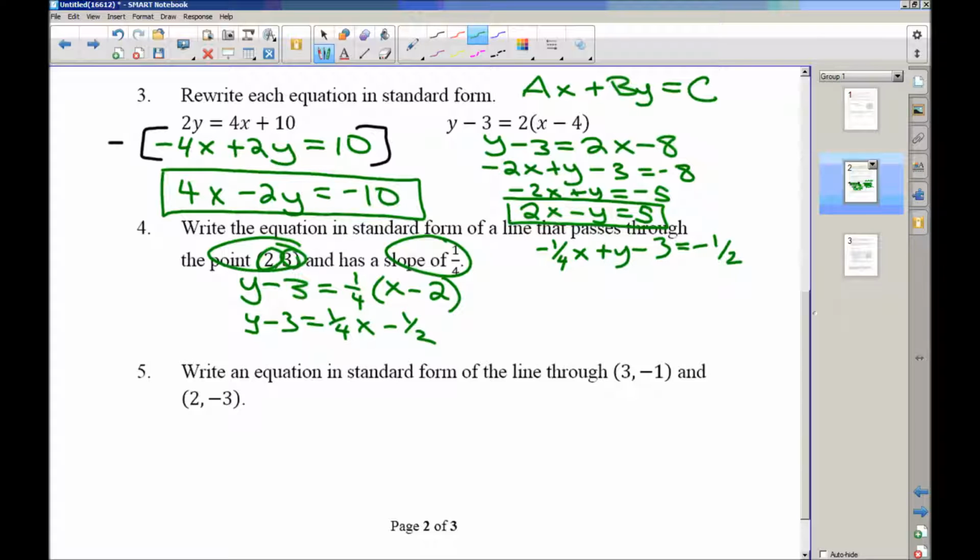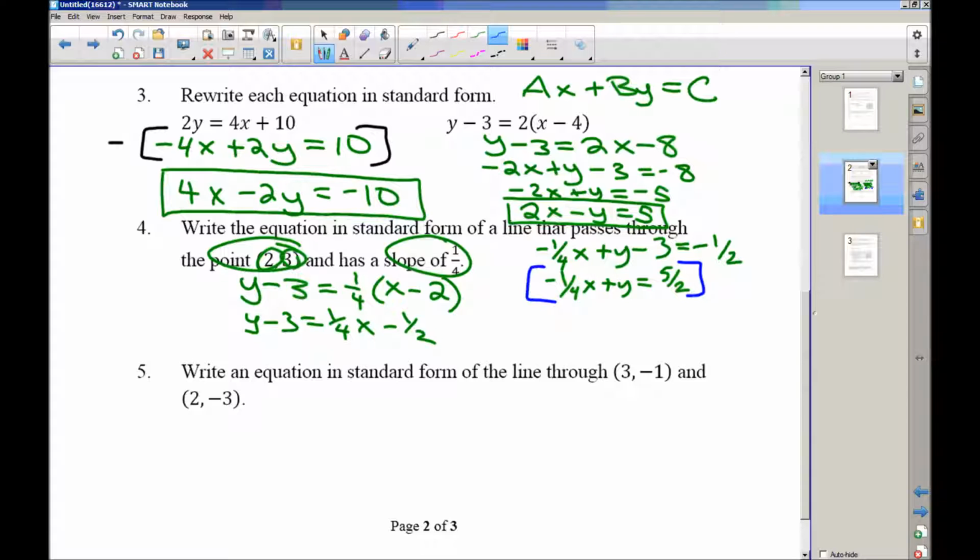And then I'm going to add 3 to both sides. So negative 1/4 x plus y, and adding 3 is the same as adding 6/2, so this becomes 5/2 with a positive there. Once again, I want to get rid of the fractions here, and I'd really like the coefficient on the input variable to be positive.